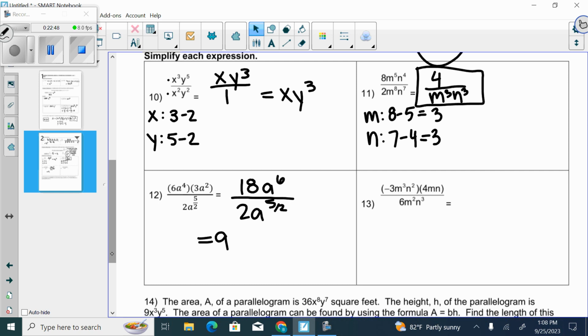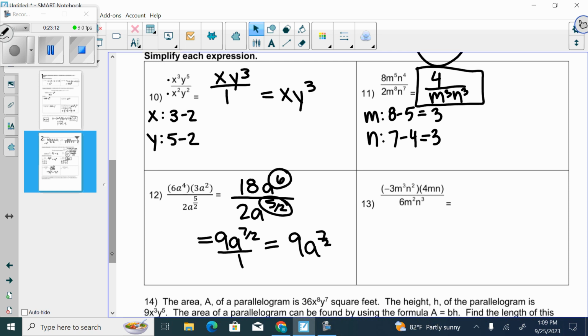Very good. So I'll have A to the 7 over 2 because 6 is bigger than 5 halves, right? So it goes up there in the top. I didn't have anything left in the bottom. You can put a 1 there if you want, but we don't need it, right? So you could say this is equivalent to 9A to the 7 over 2.